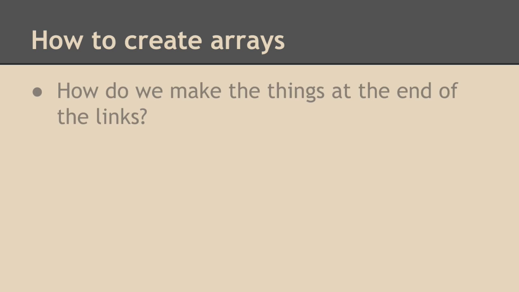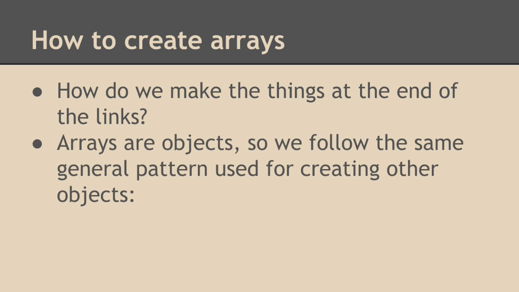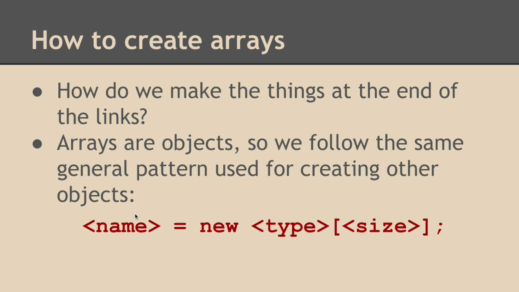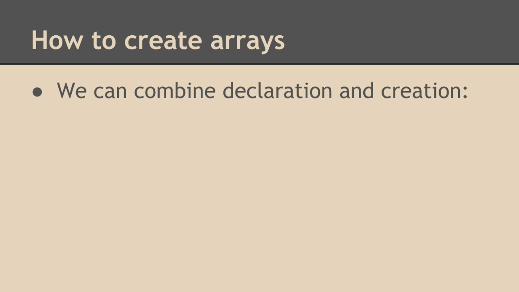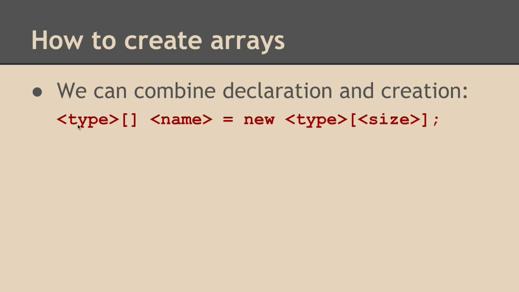Okay, now how about creating them? In other words, how do we make the things at the end of those links? How do we instantiate arrays? Well, arrays are objects, so we follow the same general pattern we used for creating other objects. Whatever my variable name is, this is the reference, is set equal to the new keyword, then the type again, and the square brackets. But now we'll put a size in between the brackets to tell how many of those elements the array should hold. And just like we saw with other objects, we can combine the declaration and creation or instantiation in one line where we declare the variable over here and then create it over here. Okay? So let's take a look at some examples, and then we'll come back to the slides.